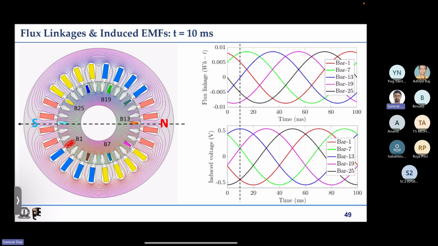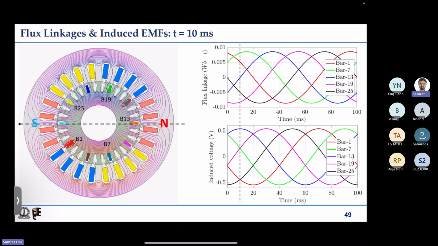If we consider the diametrically opposite bars to be one corresponding to one phase, then if nb is the number of bars, it is the case for nb by 2 phase excitation. So this is one phase whose axis will be somewhere here, then the next phase will be here, its axis will be phase shifted. Similarly, there are nb by 2 phases, and nb by 2 phases are excited by appropriately phase shifted currents.